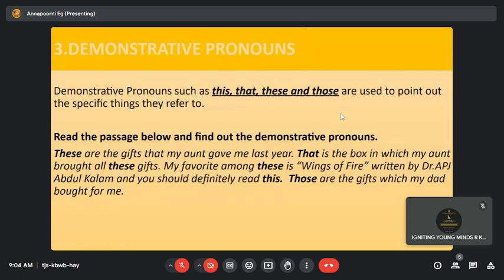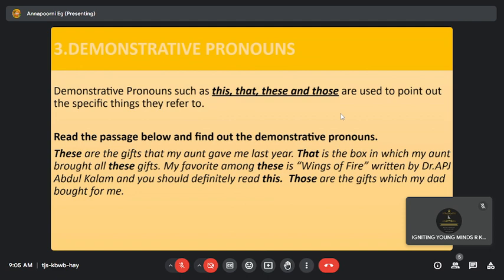Demonstrative pronouns are very easy because there are only 4 words to remember: this, that, these, and those. These are the 4 demonstrative pronouns in English. These pronouns are used to point to something or to specify something. For example, this is my pen. That is my bag. These are my friends. Those are my books.